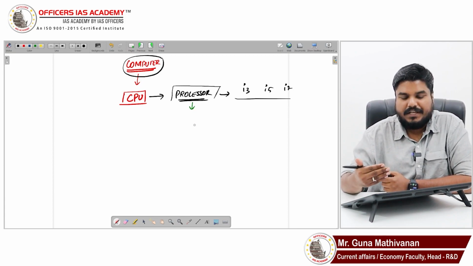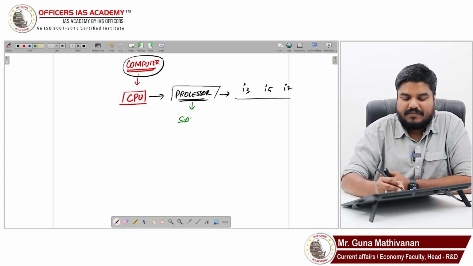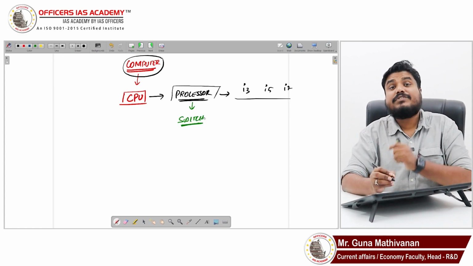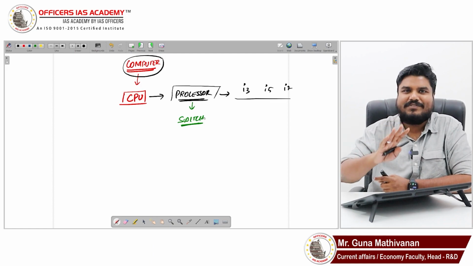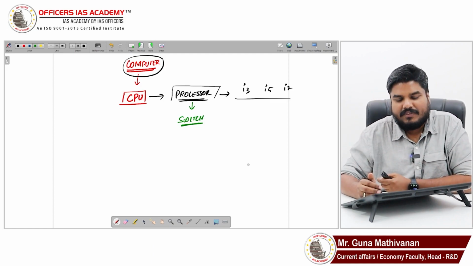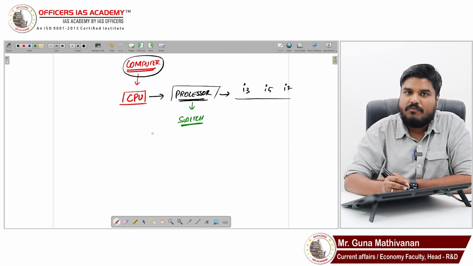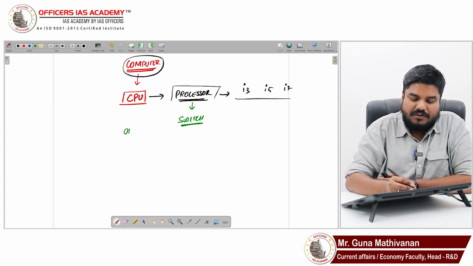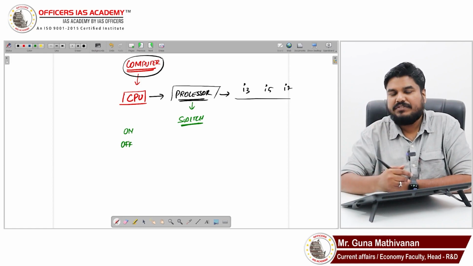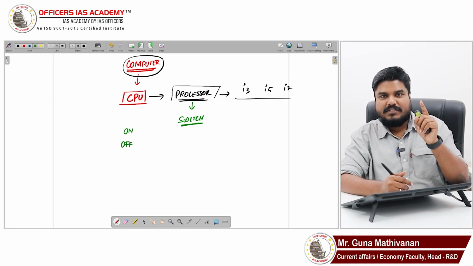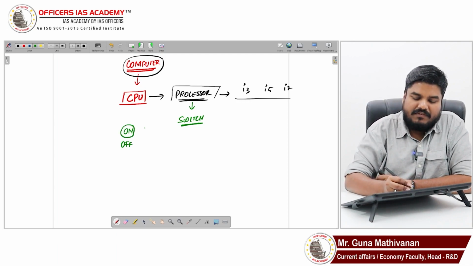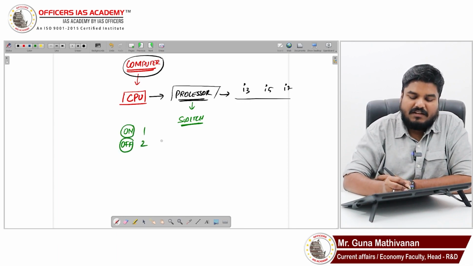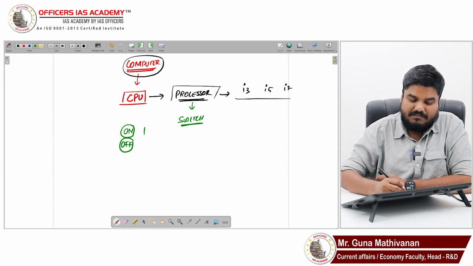Now, how does this processor work? This processor has a switch. Think of a normal switch, like a fan switch or tube light switch. Imagine like that. If you have one switch, what can you do? You can switch it on or you can switch it off. These two operations you can do. So if I have one switch, I can do two operations. For on, I am giving the number 1. For off, I am giving the number 0.